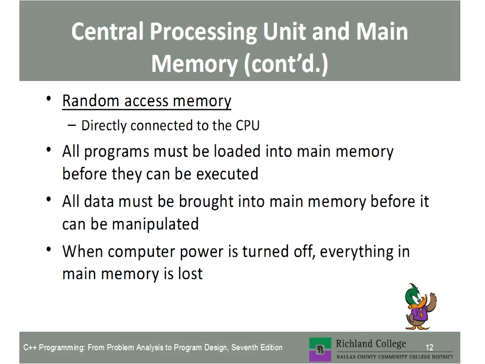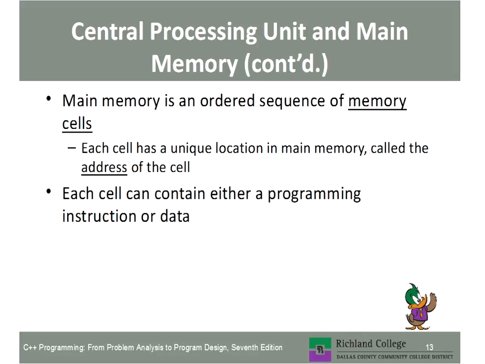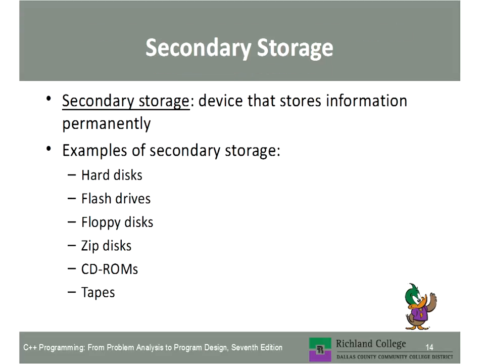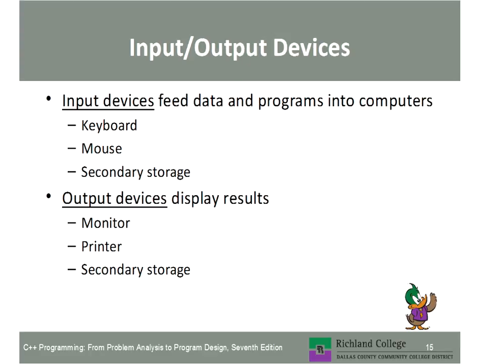So main memory is volatile, so if power is turned off, data is lost. The main memory is an ordered sequence of memory cells. Each cell has a unique location in main memory called the address of the cell. In Chapter 1, the most important thing for you to learn is the definitions, the proper definitions, not your own words, but what is the proper definition. Secondary storage devices store information permanently, and there are many different devices.